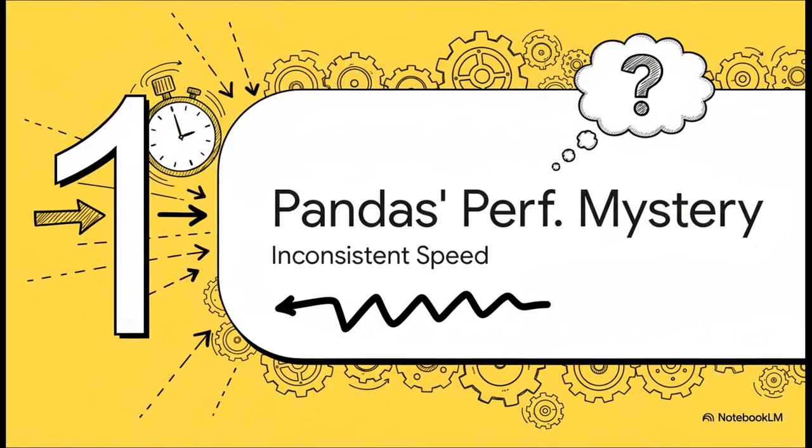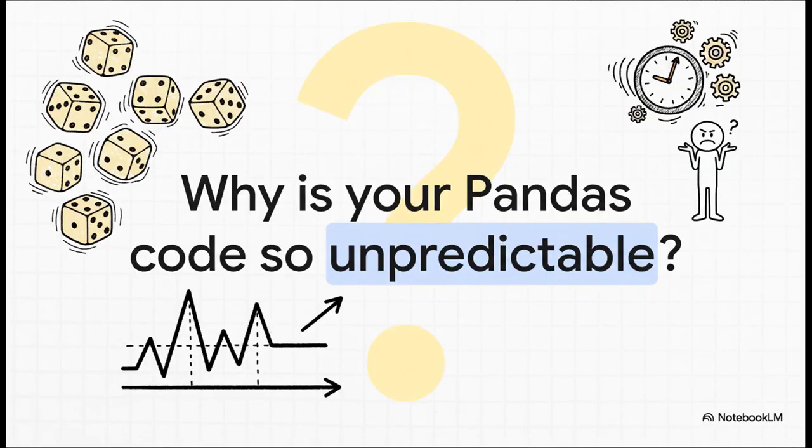All right, let's kick things off with Section 1, Pandas Performance Mystery. We're getting to the why behind that inconsistent speed. I mean, this is the question, right? It's what we've all muttered to ourselves at our keyboards. Why does the exact same kind of operation sometimes feel instant and other times not so much? It feels like you're rolling the dice when all you want is consistency.